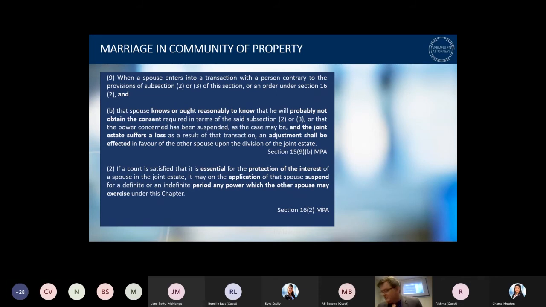That spouse knows or ought reasonably to know, it's very, very vague in my opinion, that he will probably not obtain the consent required in terms of subsection 2 or 3, or that the power concerned has been suspended, which is our 16(2), and the joint estate suffers a loss as a result of the transaction, an adjustment shall be effected in favor of the other spouse upon division of the joint estate.